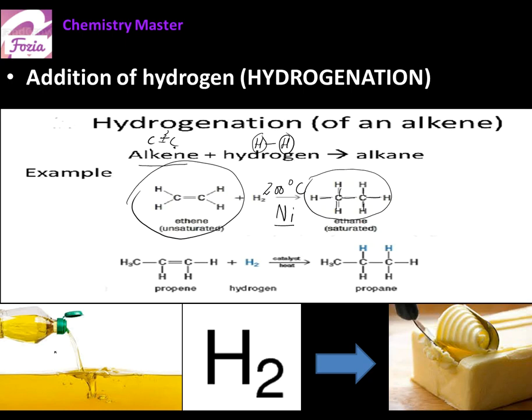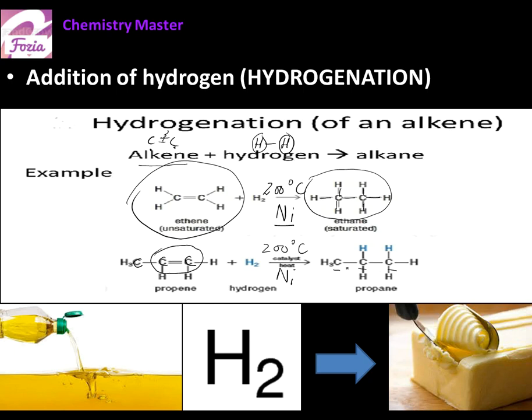Suppose the alkene has 3 carbons in it, 1, 2, 3. The reaction only involves the saturation of this double bond. So you again have 1, 2, 3 carbons in the products. Again, the conditions are the same, 200 degrees Celsius in the presence of nickel. I am explaining this reaction in detail because this is a very important industrial operation which is used in the making of margarine.